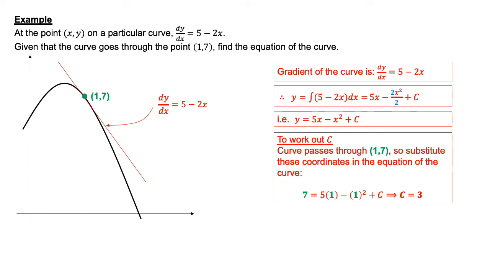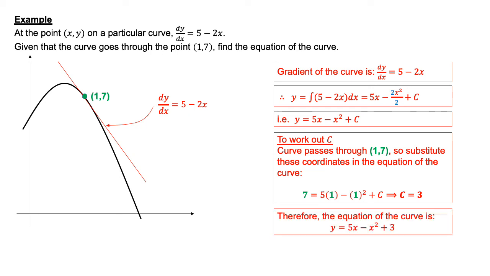So now, using the fact that we know a particular point on this curve, which is (1, 7), I substitute that into the equation y equals 5x minus x squared plus c, where we know that y is 7 and x is 1, and that now, by rearranging, gives us what our c is. So this c has now been worked out, and we have the constant of integration as a particular value. So by doing that, we now know exactly what the equation of the curve is. It's y equals 5x minus x squared plus 3.